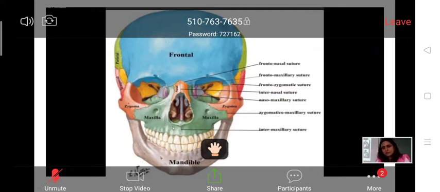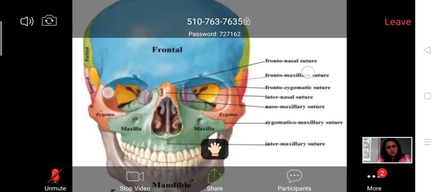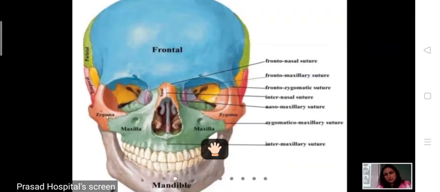Initially, maxilla developed in 2 parts, right and left. Later, it fused in the midline, and this midline suture is called intermaxillary suture. The suture present between the zygomatic and maxilla is the zygomatico-maxillary suture. And this suture is called frontozygomatic suture.